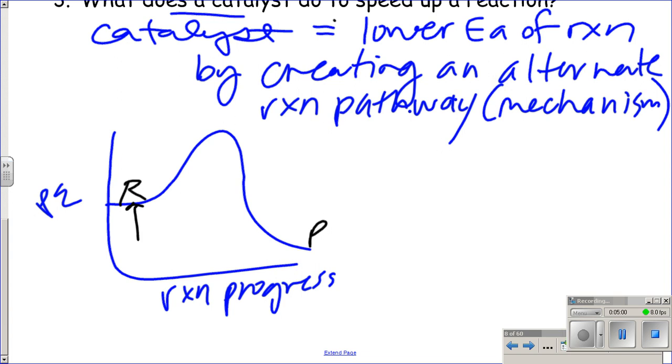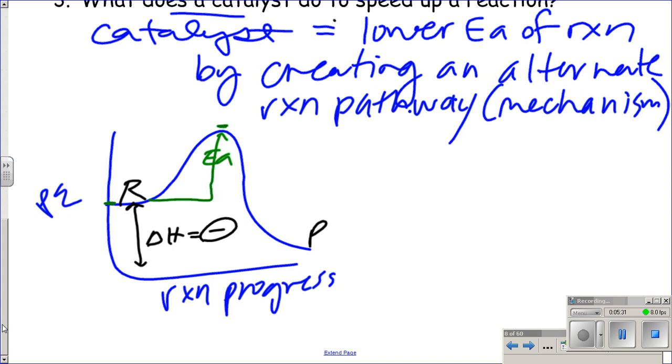This was what you drew on your web quest. You said, oh, delta H is here. That's the reaction enthalpy, or enthalpy of reaction, and it's negative because it's exothermic. Where is activation energy? From what to what? From the reactants' energy to the top height of the curve, the tippy top here. That energy right there is activation energy. What does a catalyst do to that?